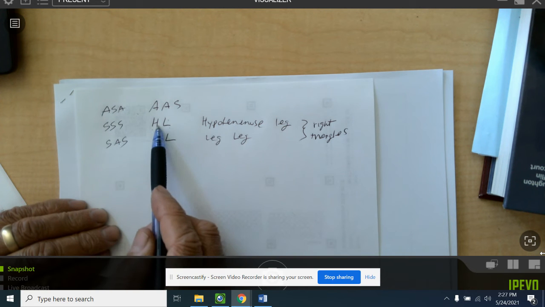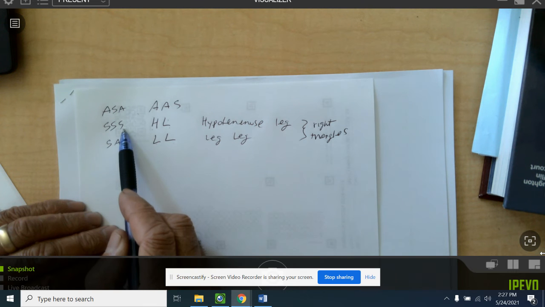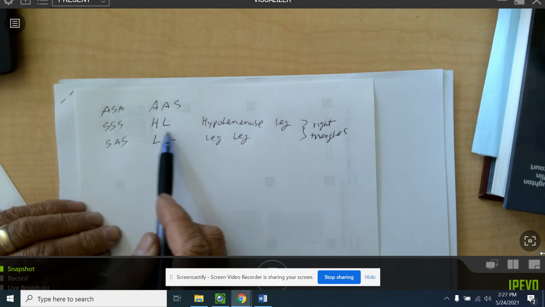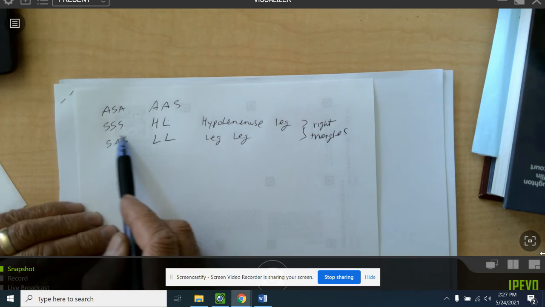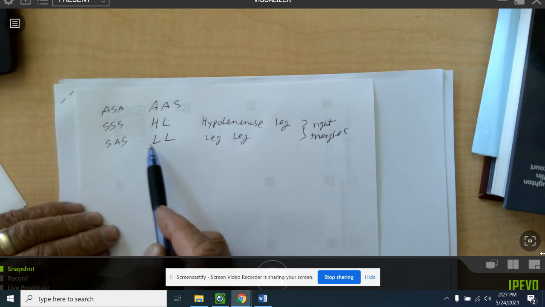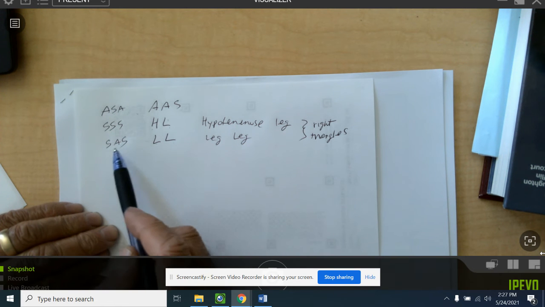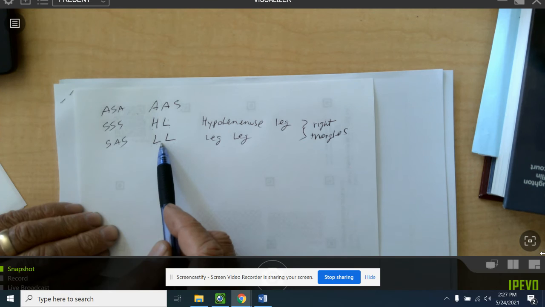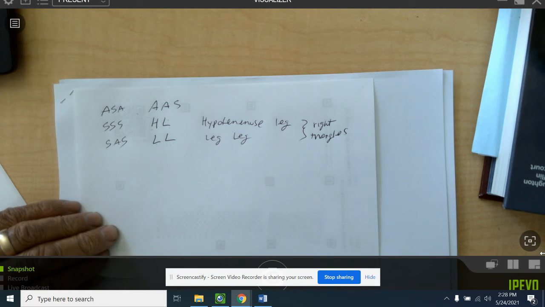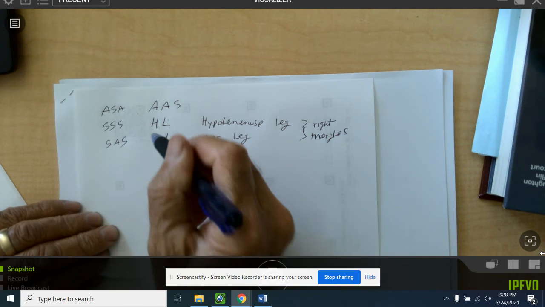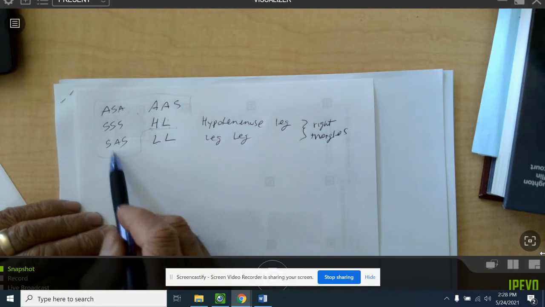And both HL and LL are different versions of side, side, side. Well, actually, LL can be looked at as either side, side, side, or another way of looking at it would be like side, angle, side. So if you have LL, some people don't even use this one. You can use SAS or LL interchangeably. So it doesn't matter which one you use. It's the same thing.